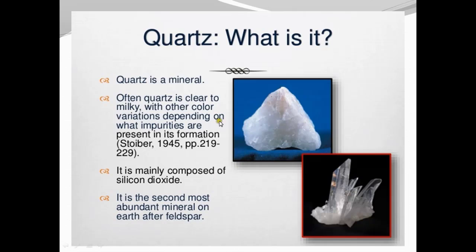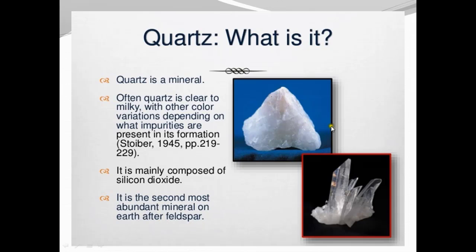As we are looking here, quartz is one kind of mineral. Often quartz is clear to milky, with other color variations depending on what impurities are present in its formation. It is mainly composed of silicon dioxide. It is the second most abundant mineral on Earth after feldspar.